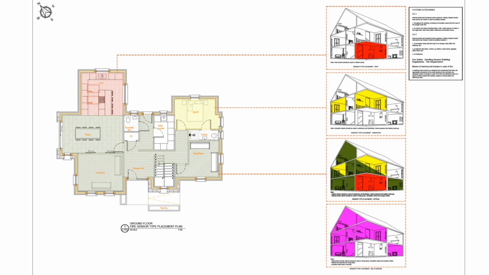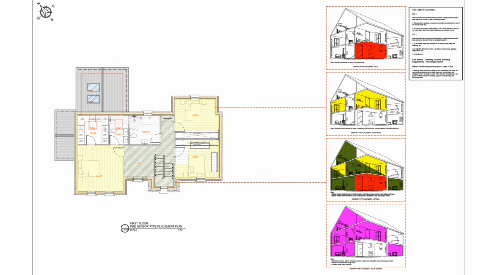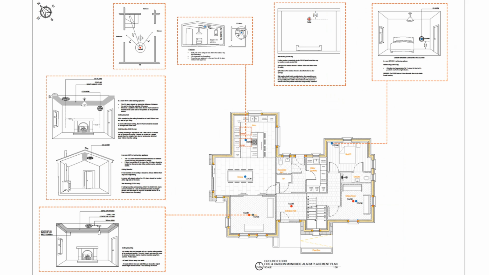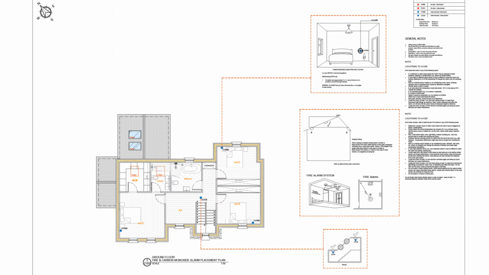The fire sensor layout plan and carbon monoxide alarm placement plan is crucial for preventing further damage and keeping a house or a building safe, by understanding local regulations and by proper placement of smoke alarms and carbon monoxide detectors.